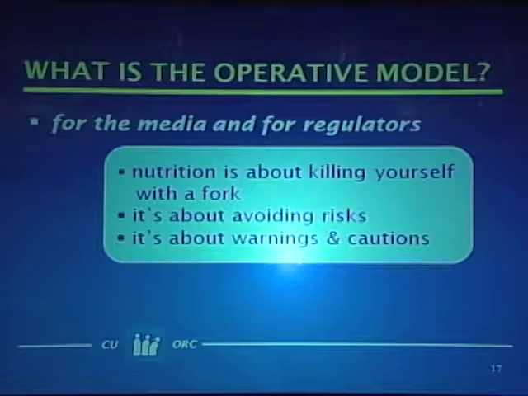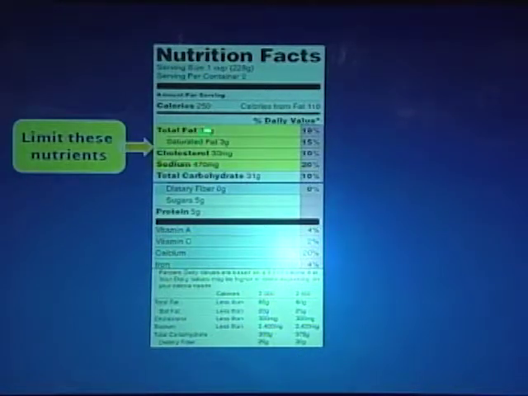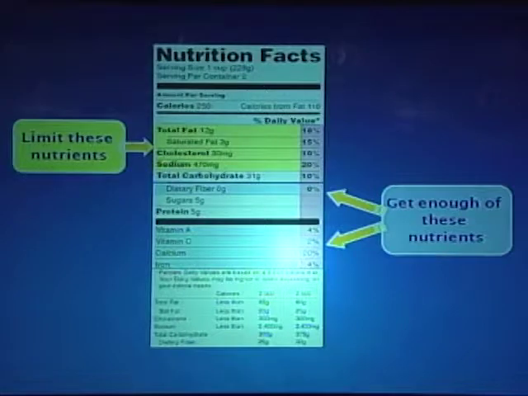Now, for the media and for regulators, nutrition is about killing yourself with a fork. It's about avoiding risk. It's about warnings and cautions. And if you think about what you read in the literature, you'll see that that's true. Here, for instance, we express this in our formal regulations. This is the nutrition fact label for a package of macaroni and cheese. And you see here, right at the top, necessarily in boldface type, the first things you read are the nutrients you're supposed to limit. That's official FDA government policy, whereas the possibly advantageous nutrients tend to be toward the bottom and are often optional and need not be listed and not in boldface.